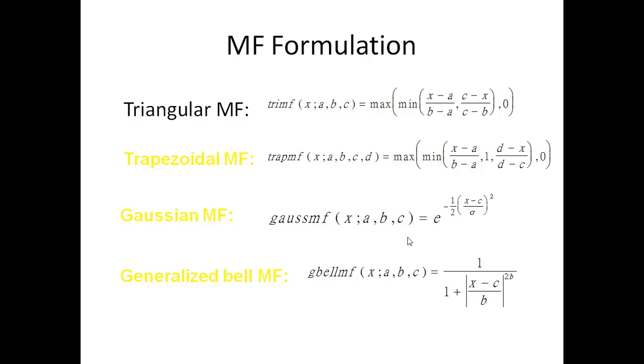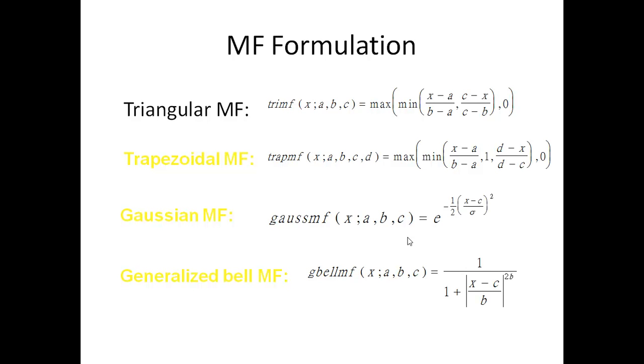Now we'll find some standard membership function formulae. First is the triangular membership function, written as trimf of x, a, b, c, is equal to the maximum of the minimum of (x minus a) divided by (b minus a) and (c minus x) divided by (c minus b), with the value 0. So first we have to find the minimum of these two, then we have to find the maximum of the values available. Similarly, the trapezoidal membership function, Gaussian membership function and generalized Bell function.